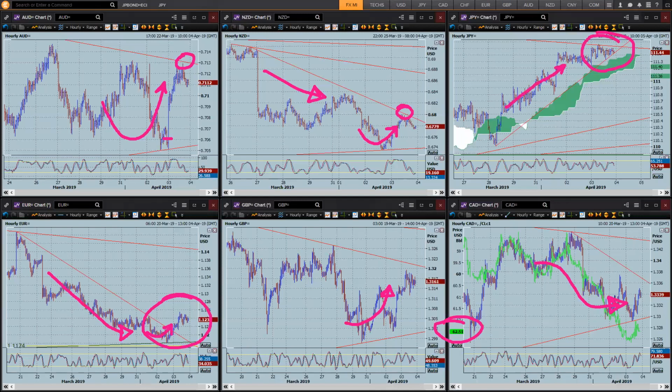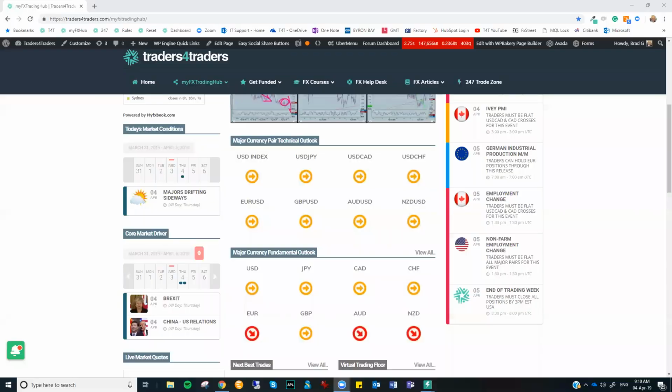So just bringing you back to the MyFX Trading Hub, this is where you really need to concentrate. It is disappointing that the data has not worked in our favor, but just be objective. What have we got at the moment? Well, the majors are actually trading quite orderly, but everything is now just drifting sideways.